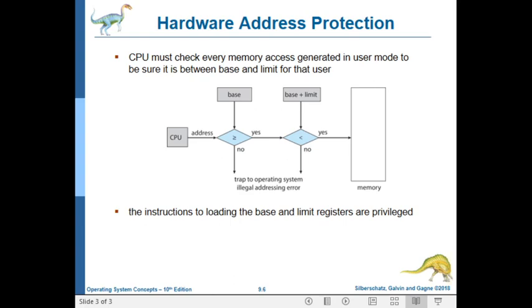The instructions for loading the base and limit registers are privileged in kernel mode, since only the operating system executes in kernel mode. So only the operating system can load the base and limit registers. This scheme allows the operating system to change the value of the registers, but prevents user programs from changing the register contents.